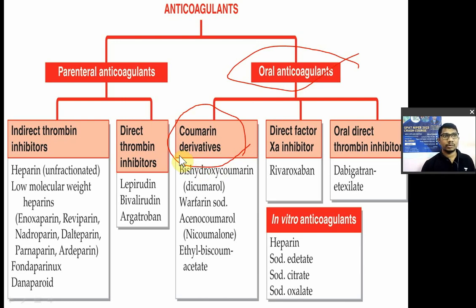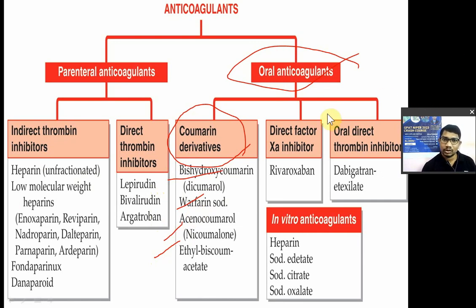After that it was found that it contains dicoumarol, that is a bis-hydroxycoumarin. Among the coumarin derivatives you have bis-hydroxycoumarin or dicoumarol, then warfarin, then acenocoumarol, then ethyl biscoumacetate, right? So these are the coumarin derivatives known as oral anticoagulants.